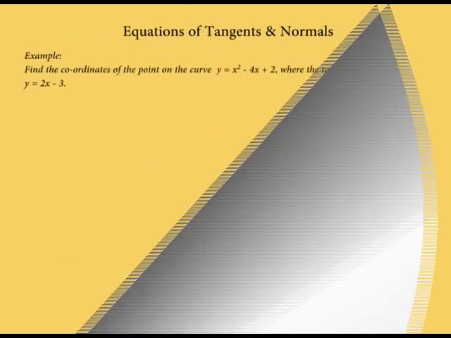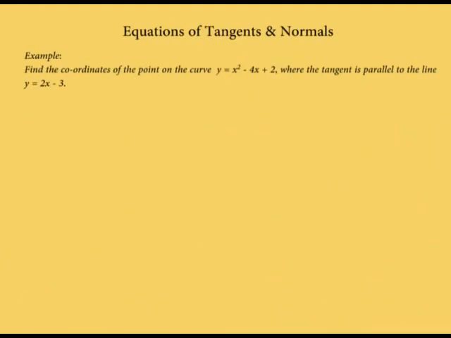Another example. Find the coordinates of the point on the curve y is equal to x squared minus 4x plus 2, where the tangent is parallel to the line y is equal to 2x minus 3. We have a line parallel to the tangent to our curve. It means we can get the gradient of our tangent. Recall that for parallel lines, gradient 1 is equal to gradient 2. For the line y is equal to 2x minus 3, the gradient is 2. So the gradient of our tangent is 2 as well. So the whole story has now reduced to finding the coordinates of the point on our curve where the gradient is 2.